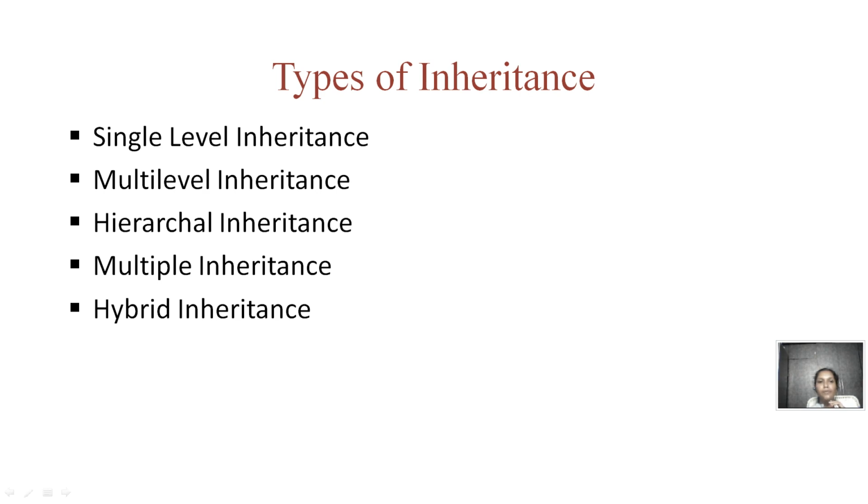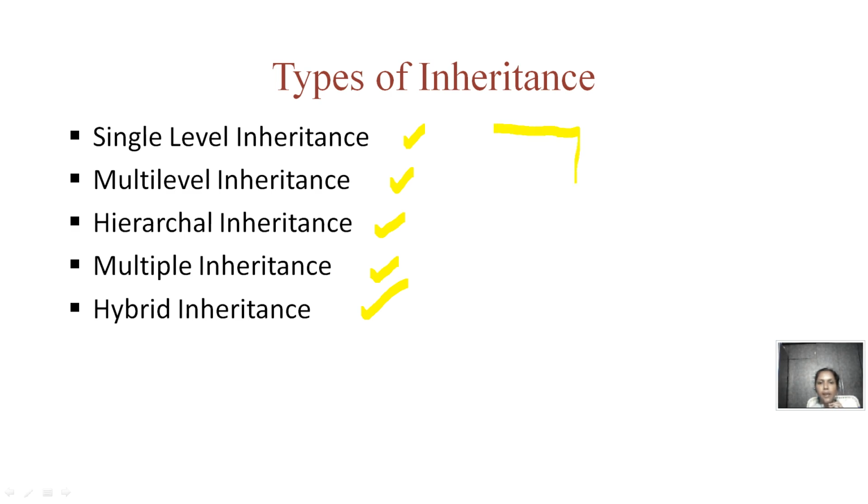So how many types of inheritance exist? The different types of inheritance are single level inheritance, multi-level inheritance, hierarchical inheritance, multiple inheritance, and hybrid inheritance. In single level inheritance, one superclass and one subclass, or one base class and only one child class, will be considered, only one high level.